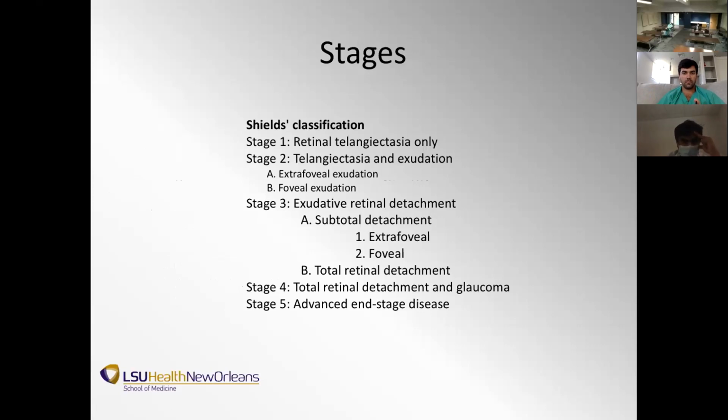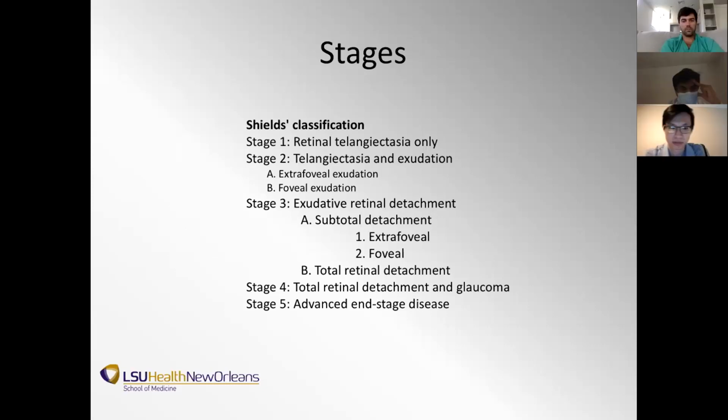Stage 3 is exudative retinal detachment. It can be either subtotal or total, and then further divided into whether it's foveal involving or extrafoveal. Stage 4 is total retinal detachment plus neovascular glaucoma, and stage 5 is advanced end-stage disease. And then we'll talk a little bit later about the prognosis of the patient based on these stages.